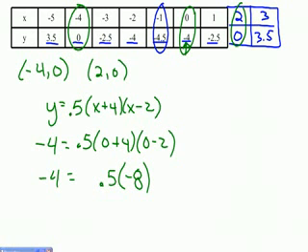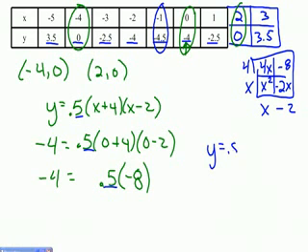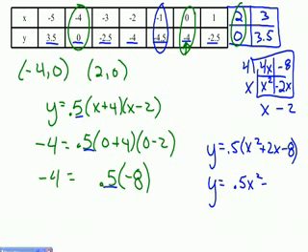Alright. And then we want it in standard form again. So we get y equals 0.5 times x squared plus 2x minus 8. And distribute. And there we go.